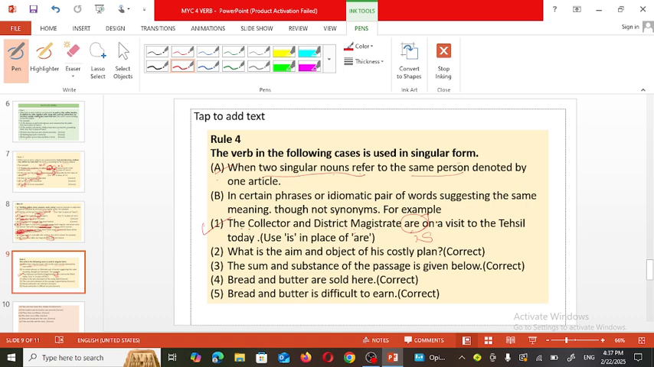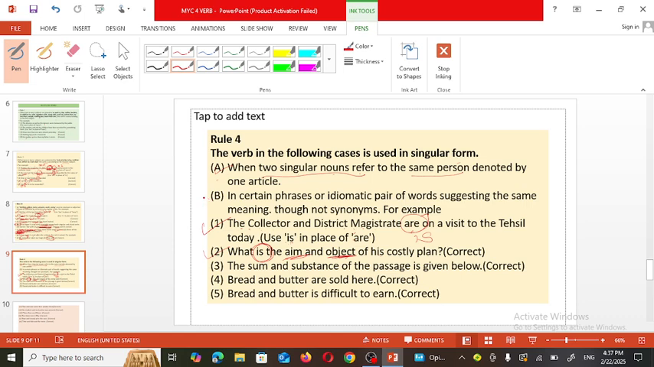The collector and district magistrate is on a visit to the Tahsil today. Here is, the helping verb, must be used instead of are. Now see the next one. What is the aim and object of his costly plan? Aim and object mean the same thing, and that's why the helping verb is should be used. So what is the aim and object of his costly plan? That is the correct sentence.